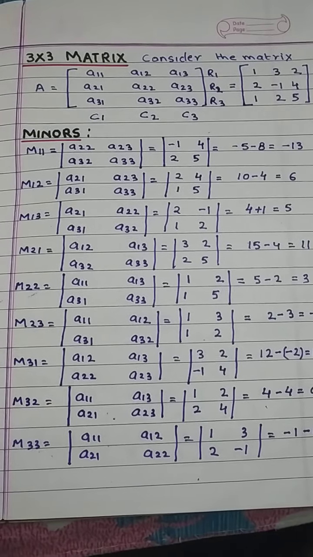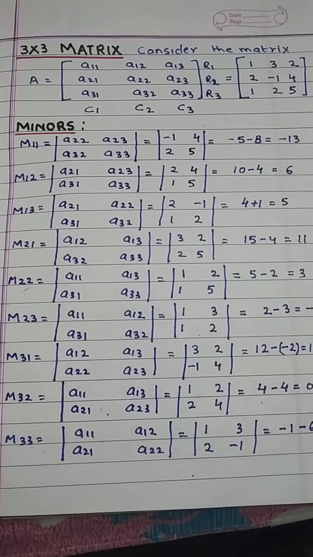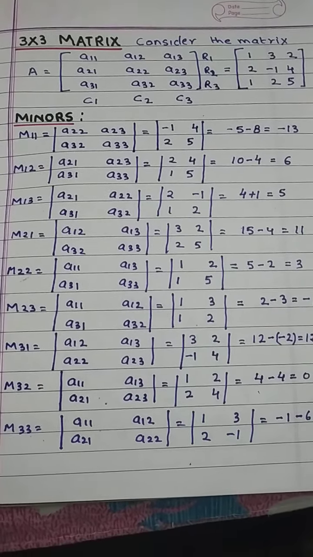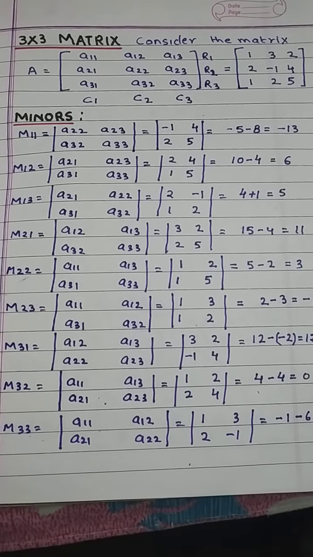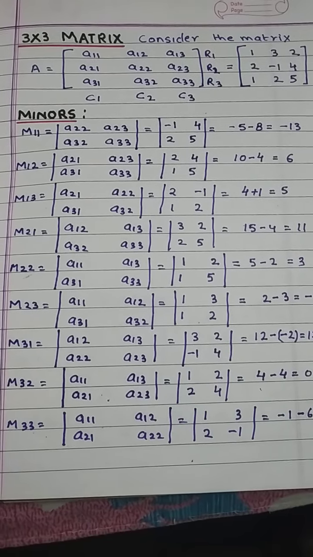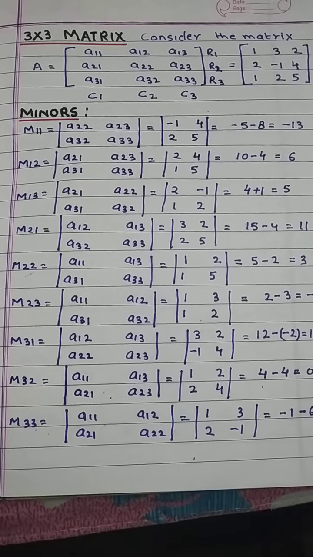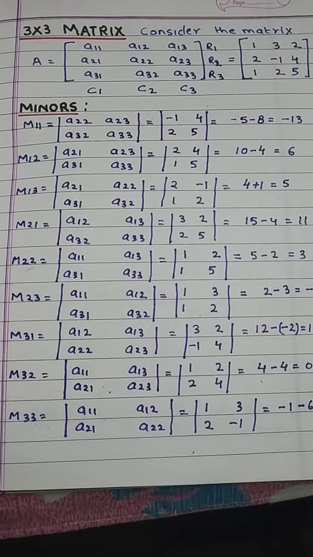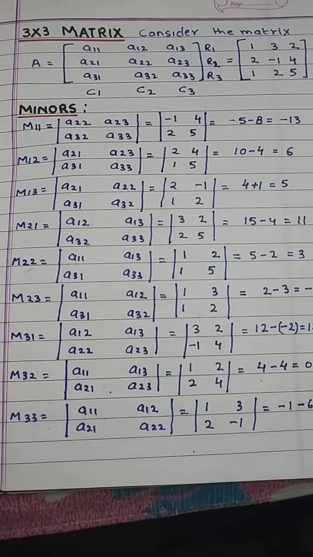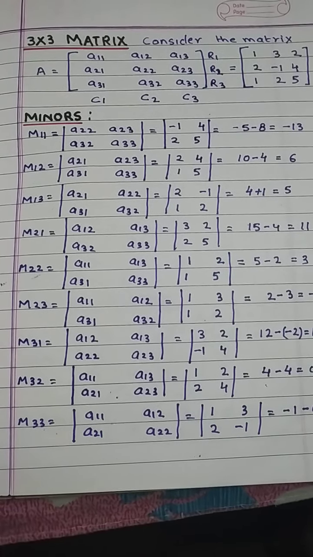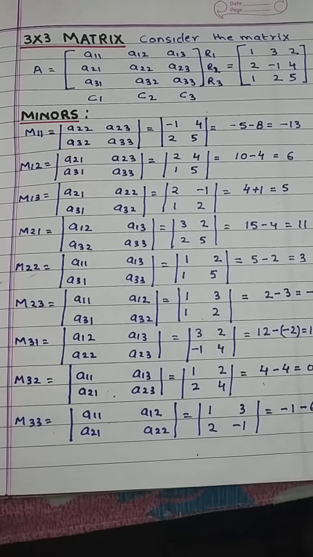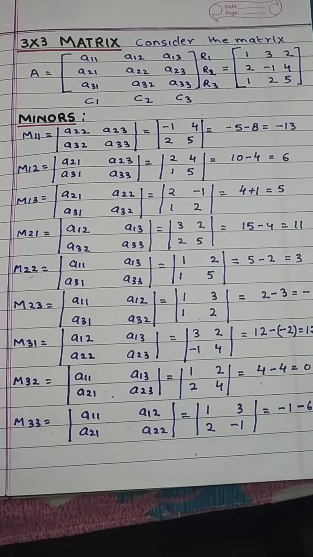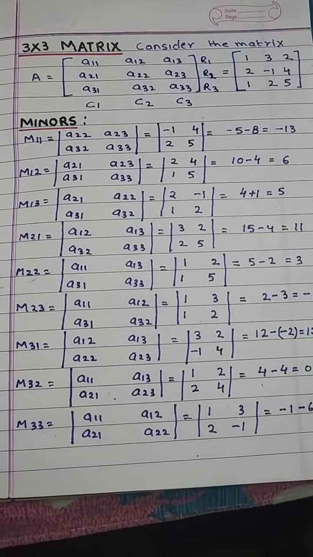In the first video, we discussed how to find out minors, cofactors, cofactor matrix, adjoint matrix, and inverse of a 2 cross 2 matrix. I am now explaining how to do it in the case of a 3 cross 3 matrix.